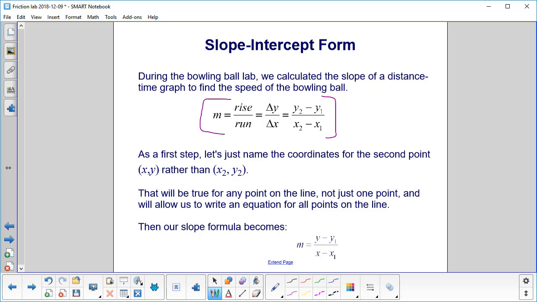As a first step for our new analysis, we'll just name the coordinates for the second point x, y rather than x2 and y2. That will be true for any point on the line, not just one point, and it'll allow us to write an equation for all points on the line. So our slope formula is now just y minus y1 over x minus x1.